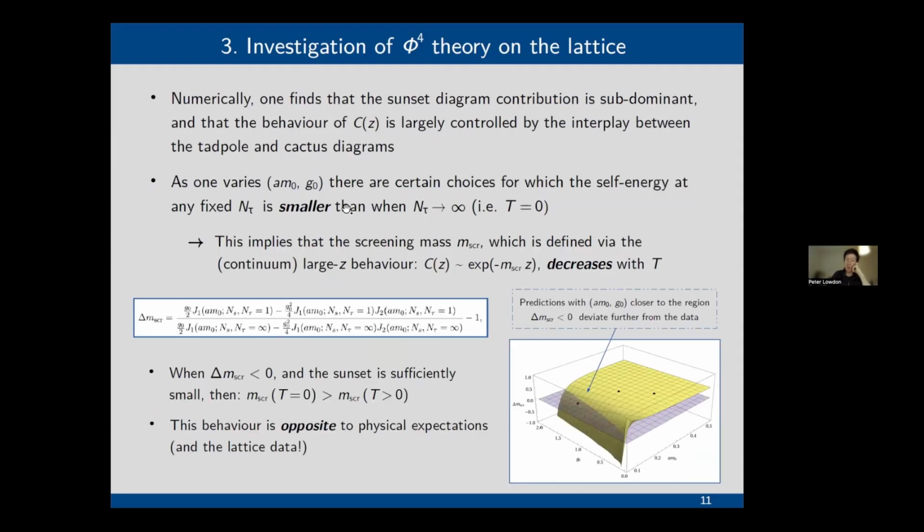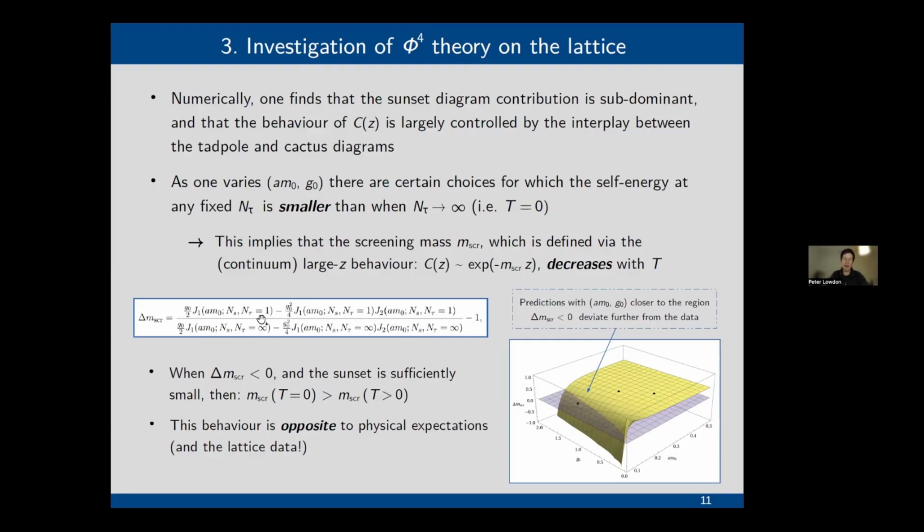Long story short, what you can show is that you get this behavior, the screening mass behaving opposite to what you'd expect, where you'd expect it to increase as a function of temperature, when this expression here, which is kind of a proxy for this behavior, becomes negative.